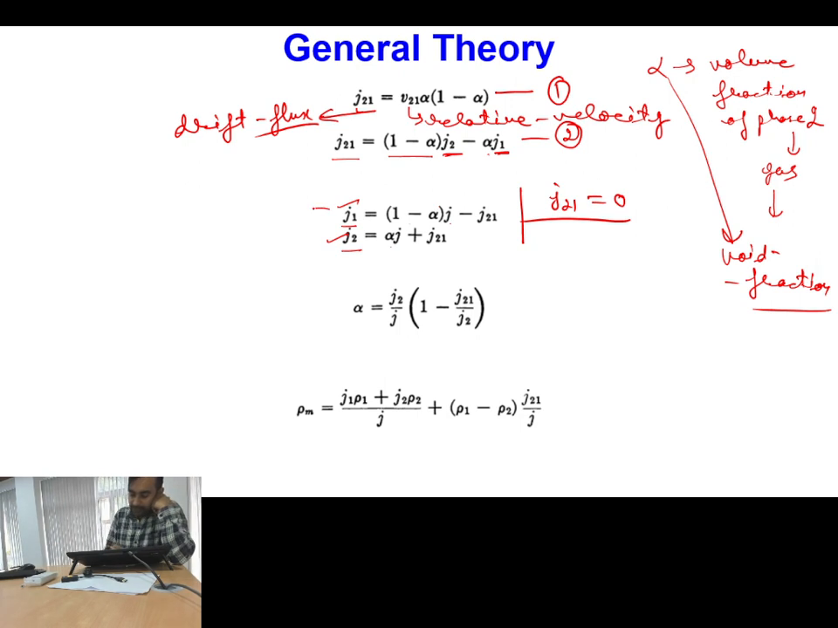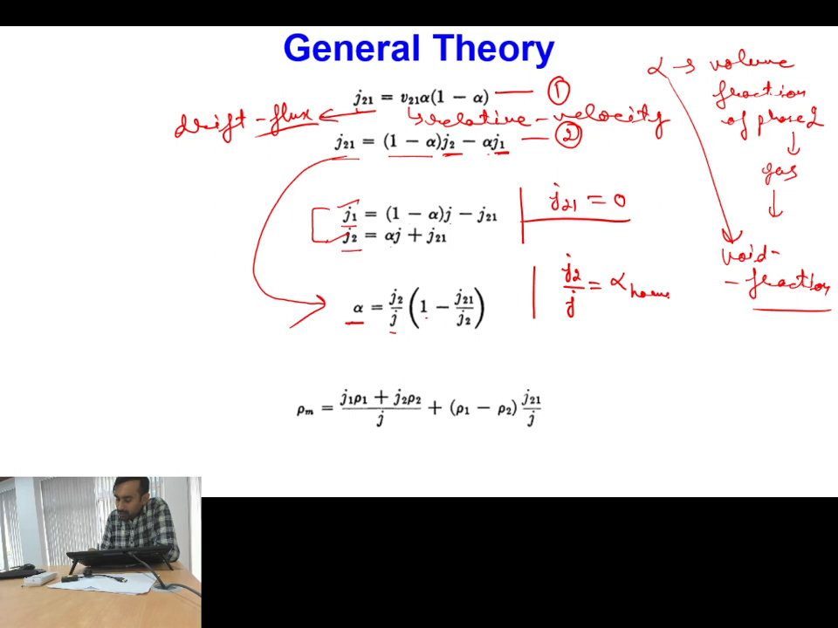Now taking the help of particularly this relation and these two relations, I can write the value of alpha from the drift flux model as J2 by J into 1 minus J21 by J. One important point you have to remember here: if I simply write J2 by J to calculate the value of alpha, then this alpha is called alpha for homogeneous flow, because from this equation J2 by J will be true only if J21 is 0, and J21 represents the relative motion between the phases. So relative motion between the phases will be 0 for homogeneous flow.